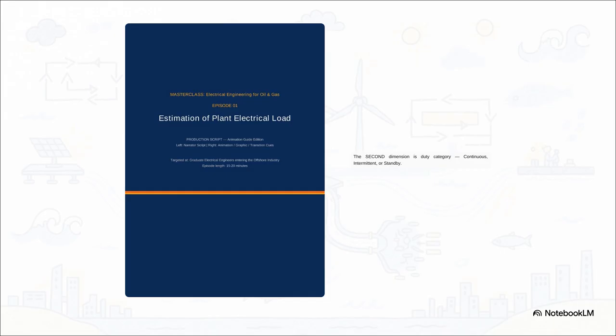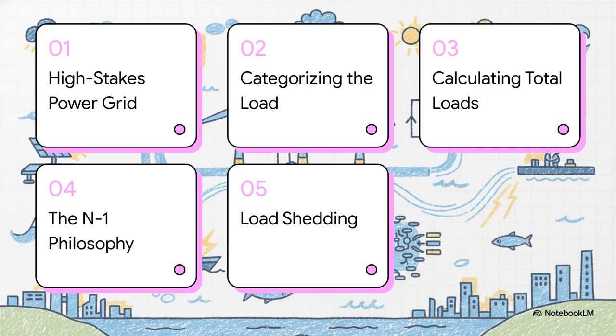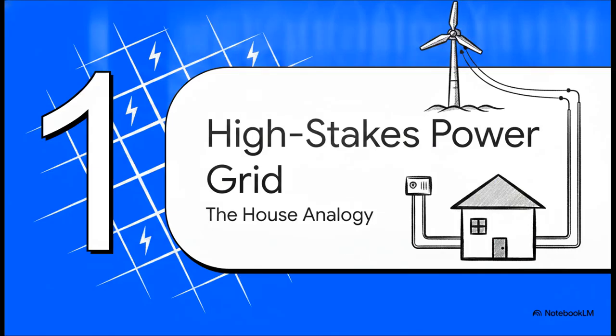We have to look at the power demands not just as one giant lump sum of electricity, but as specific components that behave very differently over time, and especially under stress. Here's our roadmap for solving this puzzle. 1. The high-stakes power grid. 2. Categorizing the electrical load. 3. Calculating total plant loads. 4. The N-1 philosophy. And 5. Load shedding and survival. All right, Section 1.